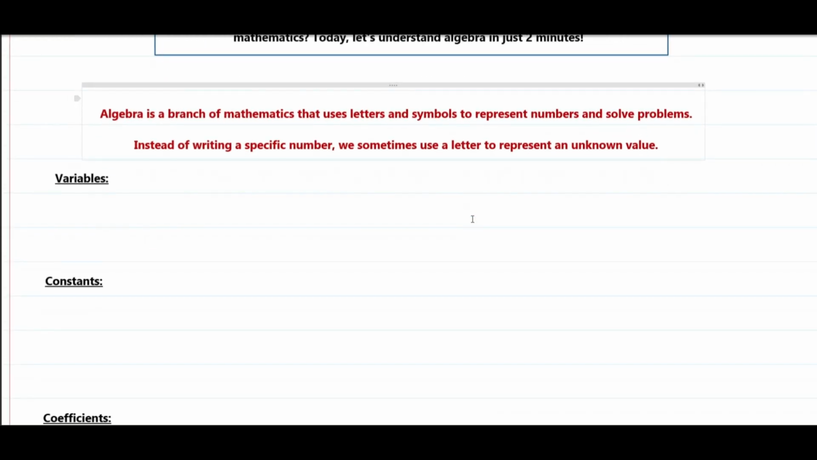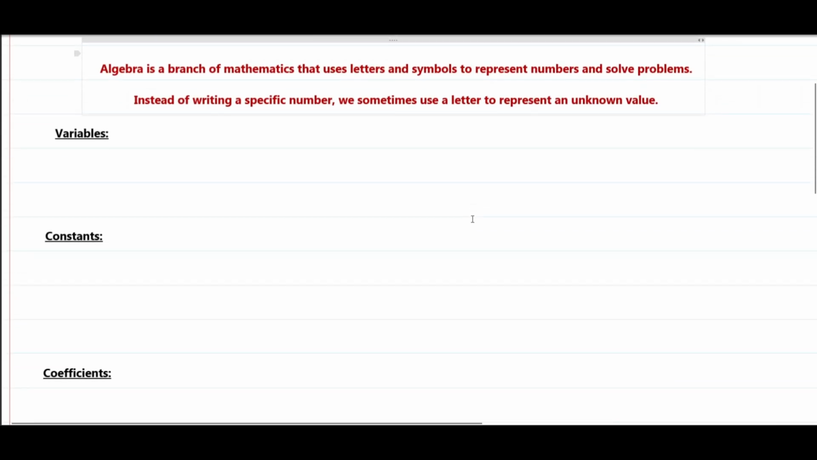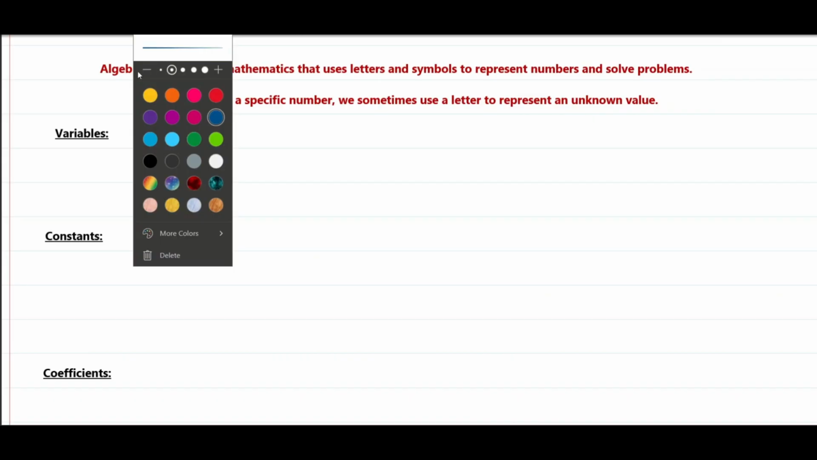Algebra is a branch of mathematics like other branches, trigonometry and calculus, that uses letters and symbols to represent numbers and solve problems. Instead of writing a specific number, we sometimes use a letter to represent an unknown value. Let's understand the three main things on which algebra is based, that are variables, constants, and coefficients.